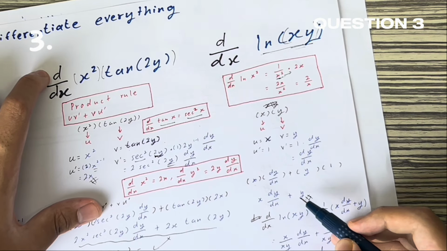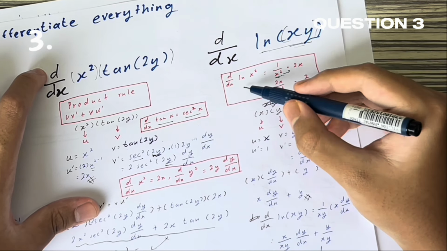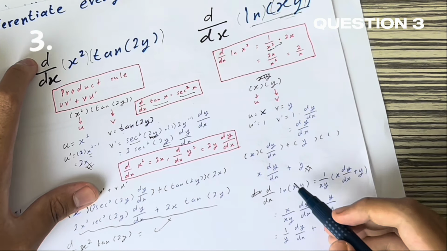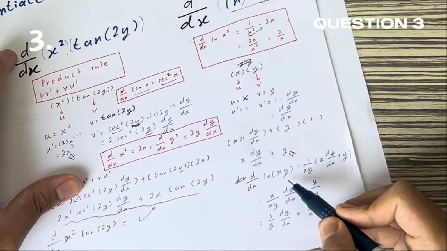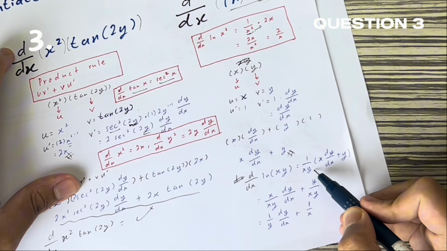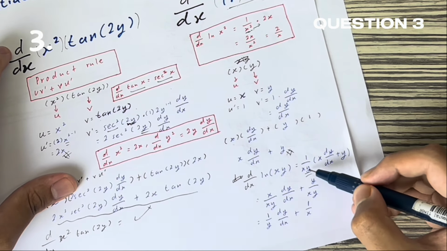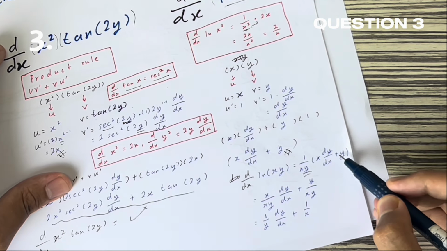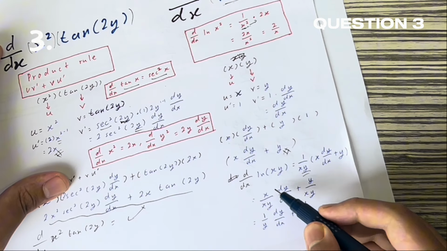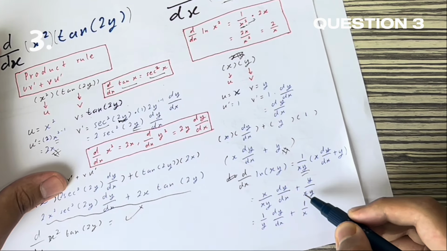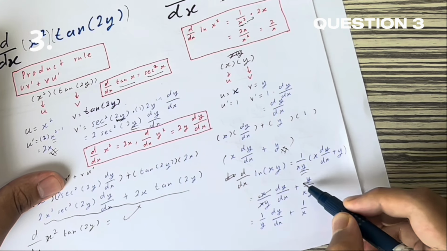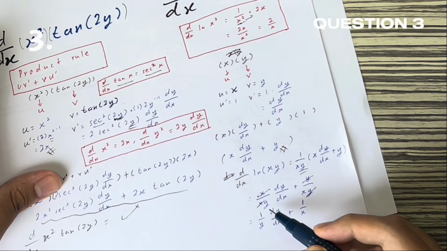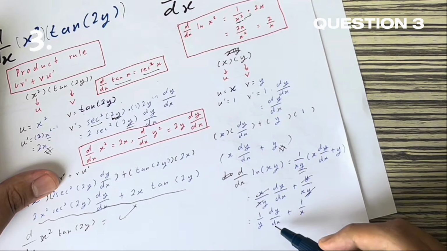But we're not finished yet. Remember, we have ln here. Now, if we differentiate ln xy, we will get 1 over xy, multiplied by this. We already differentiated the bottom, and we got x dy/dx plus y. Just multiply and we get x over xy dy/dx plus y over xy. We can just cancel this, and we get the final answer, 1 over y dy/dx plus 1 over x.